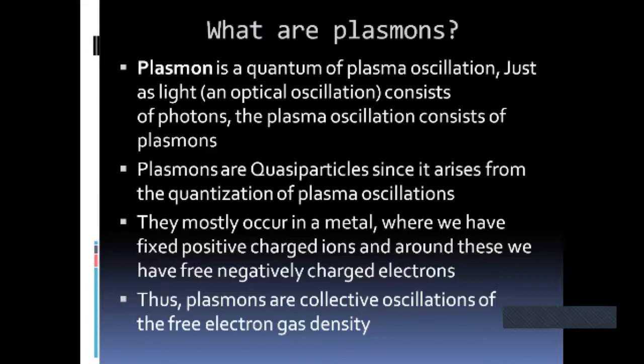They mostly occur in metal where we have fixed positive ion, and around these ions we have freely negatively charged electrons, and these free electrons will oscillate around these ions. So thus plasmons are collective oscillations of these free electron gas density.